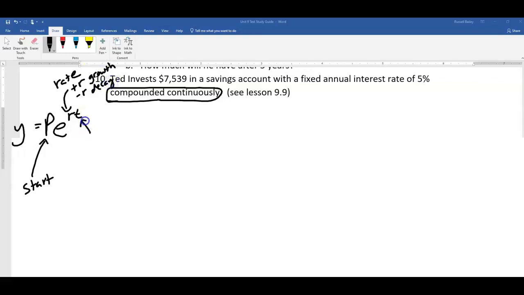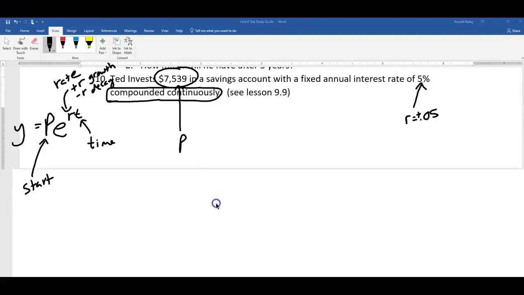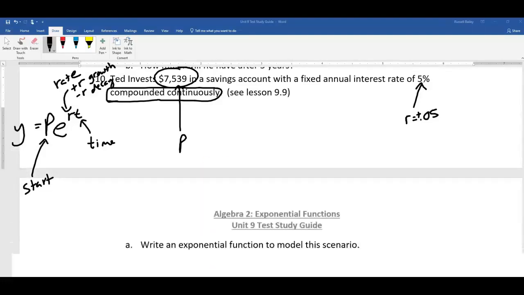All right, t represents time. So here it says Ted invests $7,539, that's my P value, into a savings account with a fixed annual interest rate of 5%. Now, whenever you're doing savings accounts, they're adding money to your bank account. They're not reducing it. So this is going to be a positive 0.05. If you ever see any kind of indication that this is a word problem where they're going to be reducing an amount of something, then you want to make sure that you keep in mind it could be negative. But in this case, it's positive.